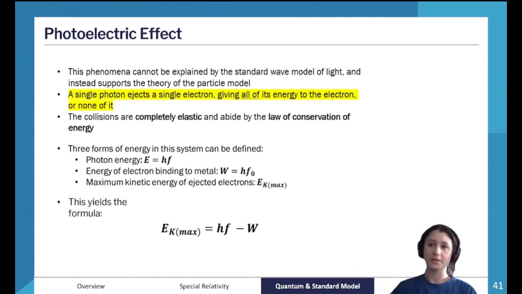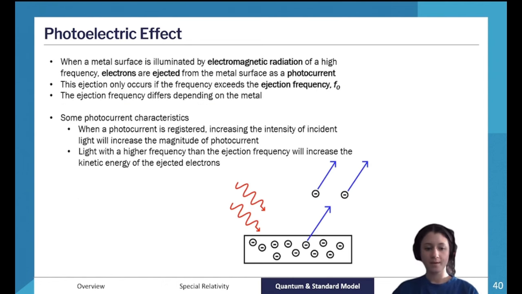Okay? So, now let's have a look at some of the explanation for this, rather. So, this phenomenon cannot be explained by the standard wave model of light, and it supports the particle theory. So let's have a quick think about why this supports the particle theory, alright? So, let's go back to our last slide and see just the properties.